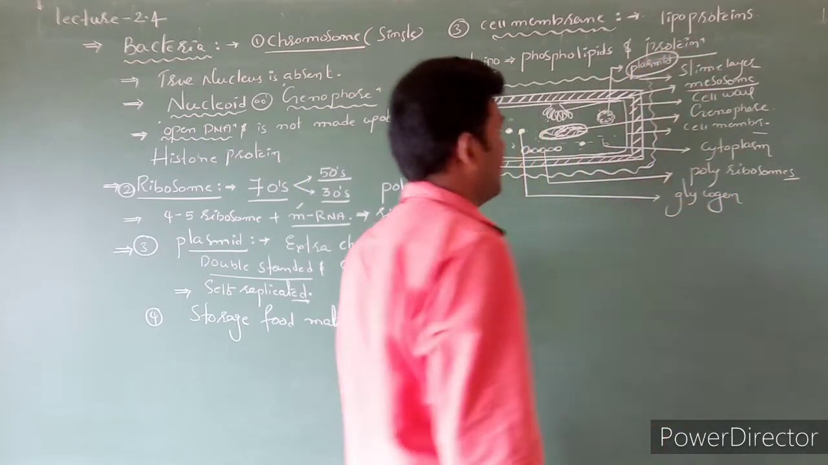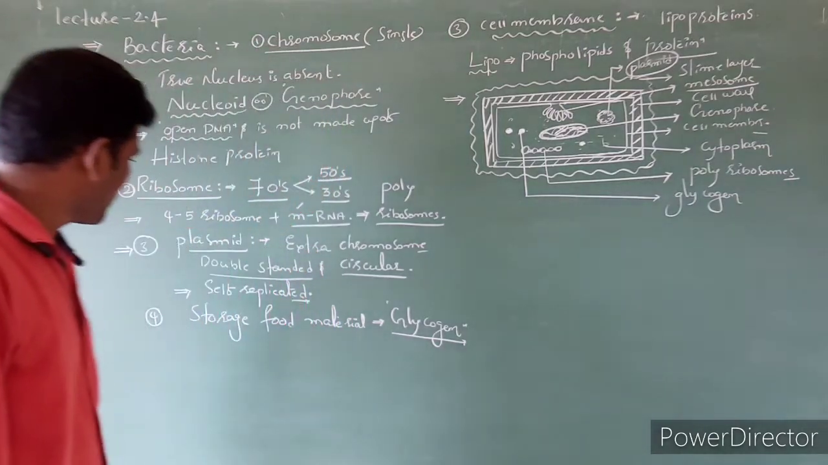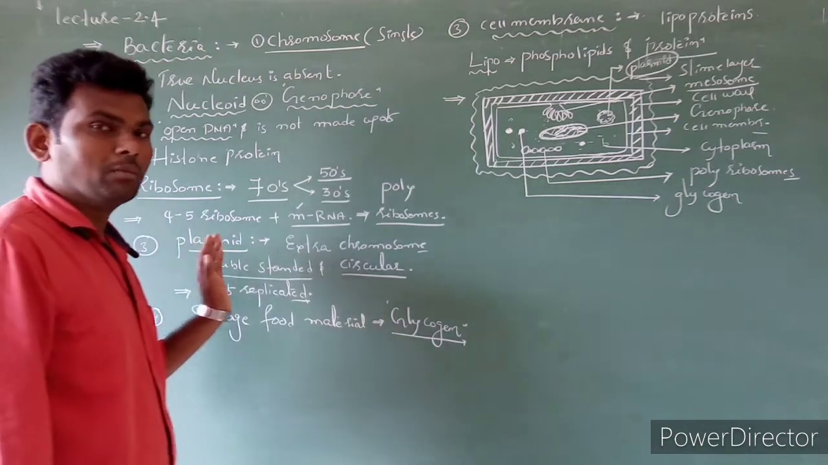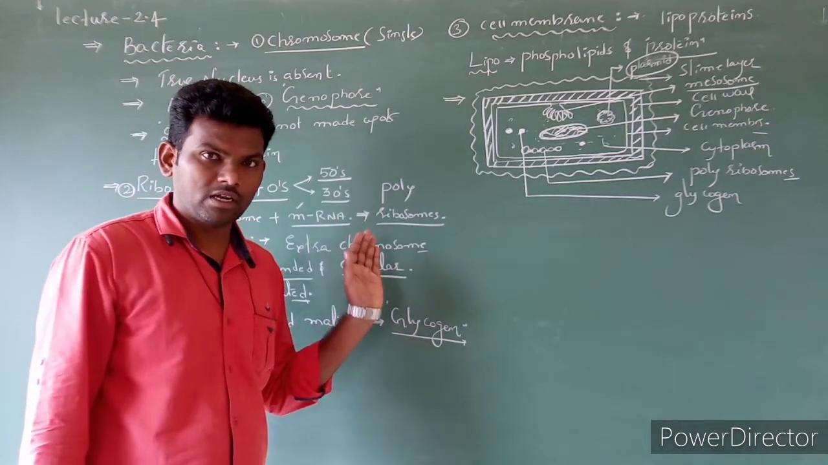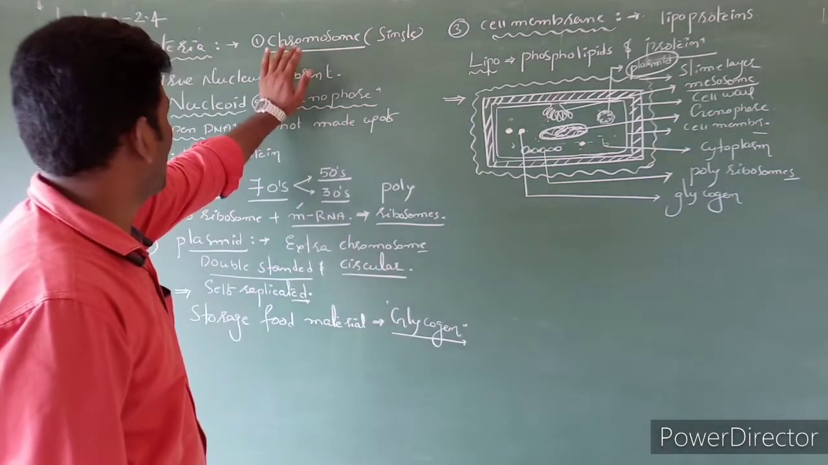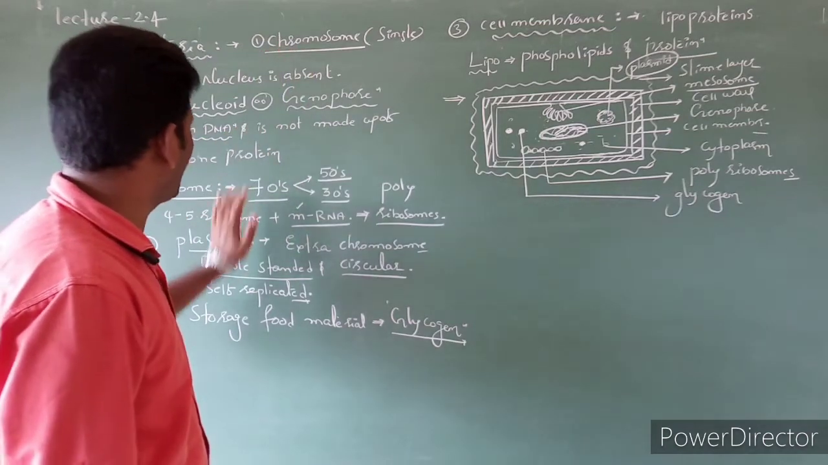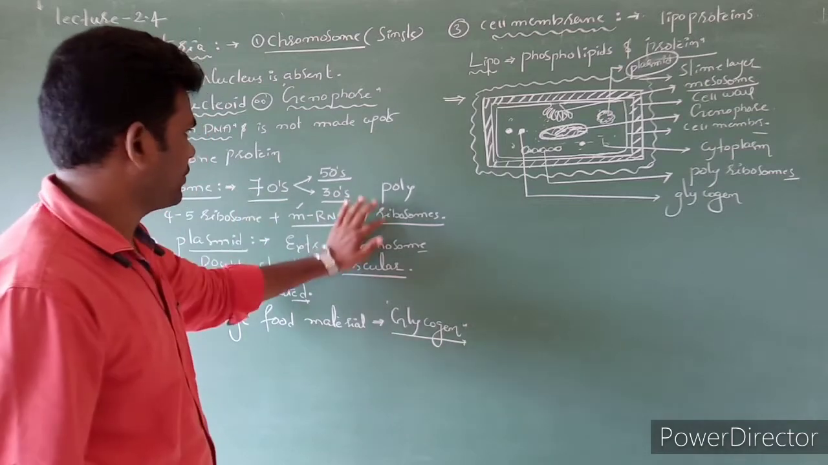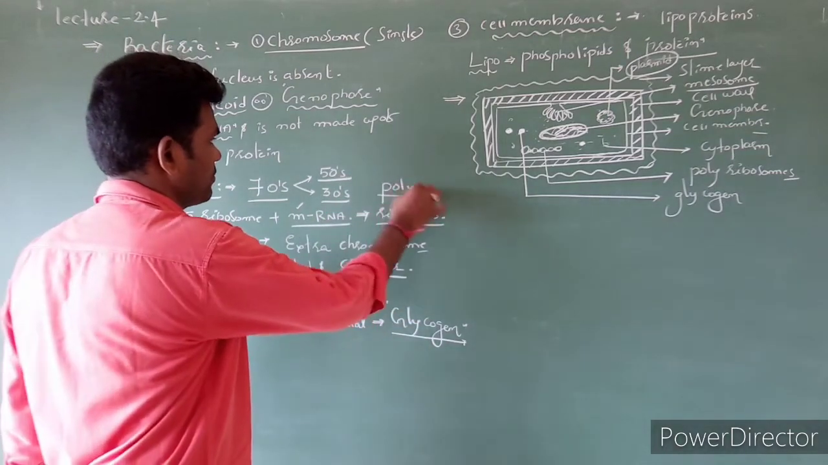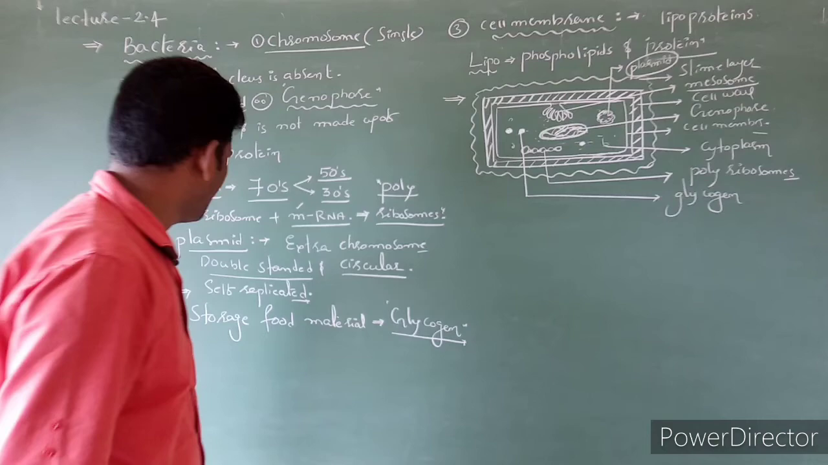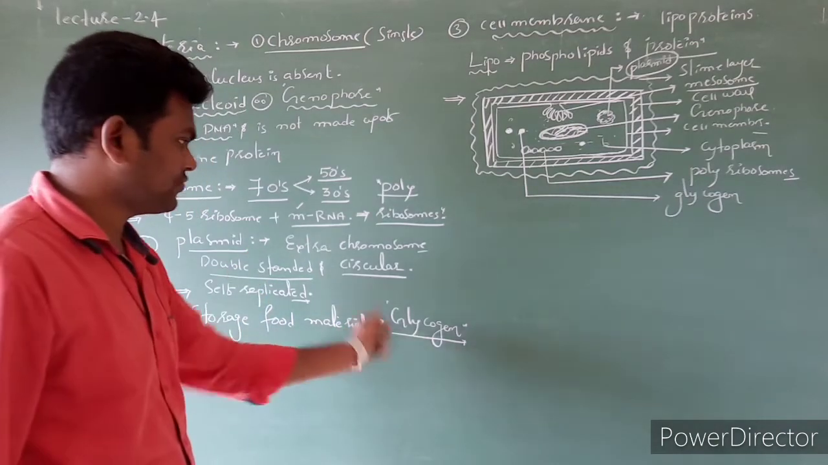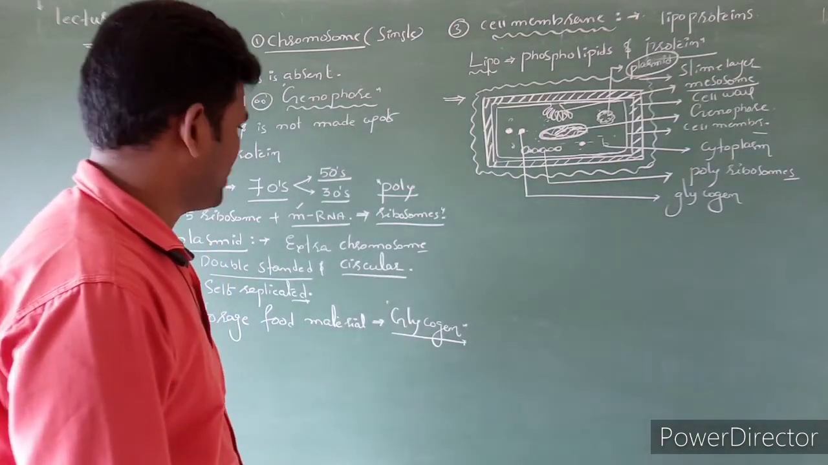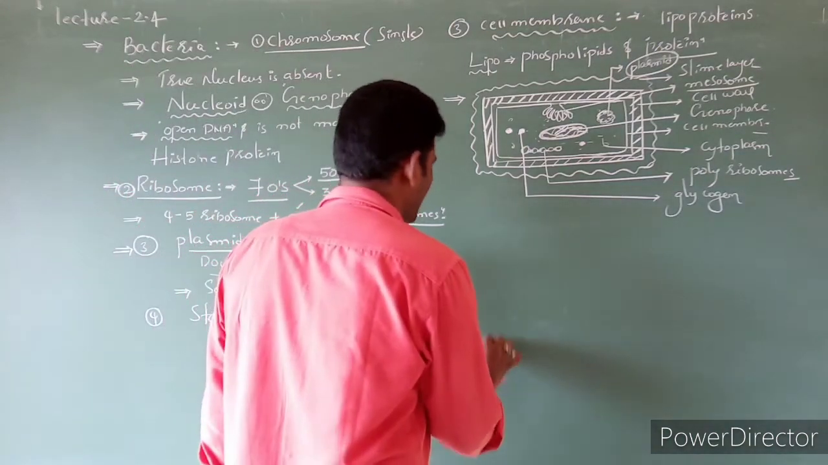It is plasmid. Next, this is cytoplasm containing information. The complete double membrane cell organelles are completely absent, and it consists only of chromosome and ribosomes. We can call them polyribosomes. Next, plasmids, and the storage food material is glycogen. So this is the information. Next, one more small piece of information is here.